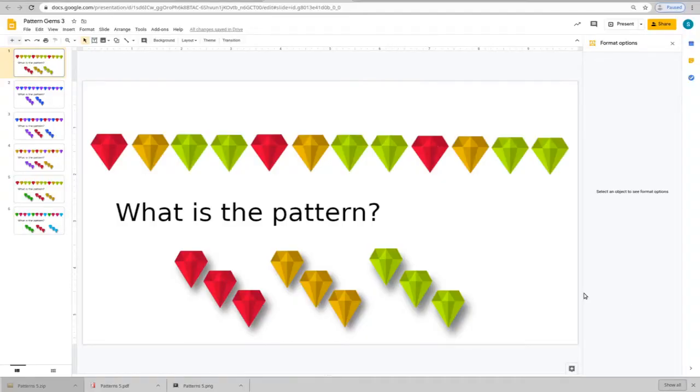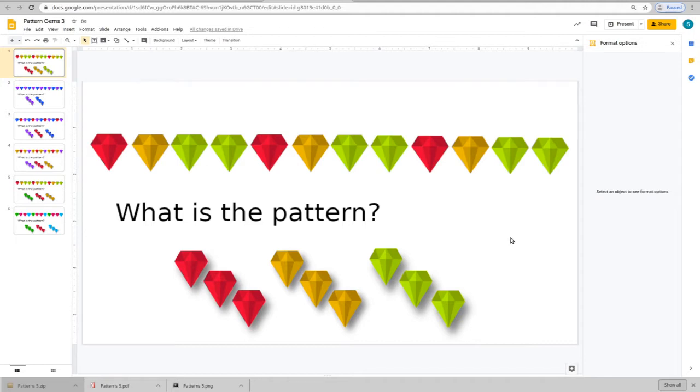Let's do the first one together. All right, so we have red, orange, yellow, yellow, red, orange, yellow, yellow, red, orange, yellow, yellow. So first off, how many different colors are there? It's red, orange, and yellow. All right, 3 different colors.